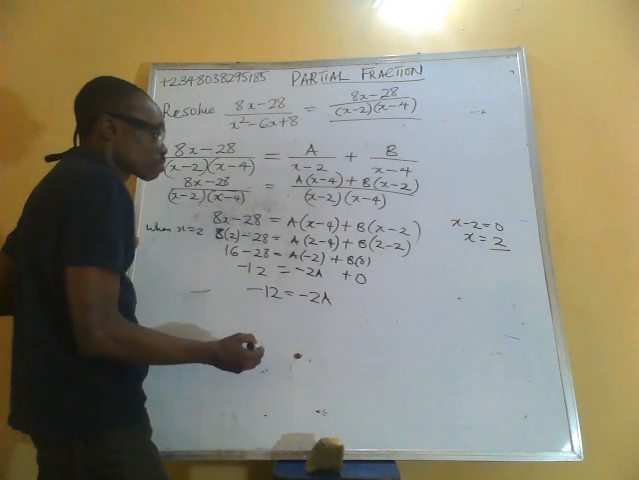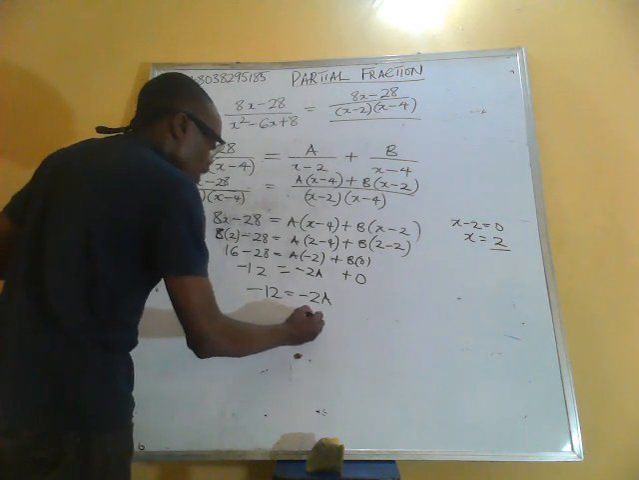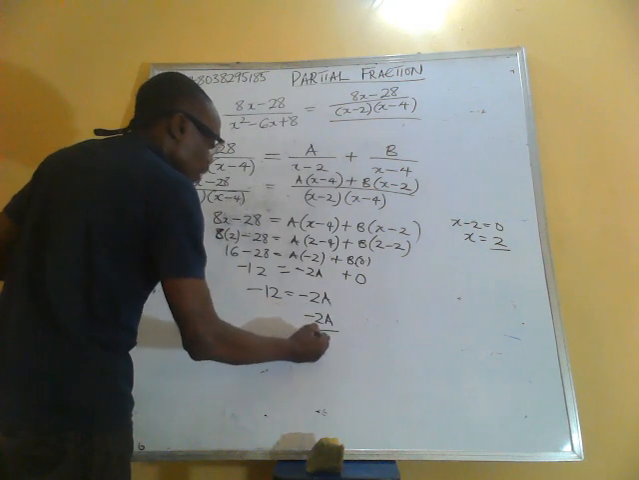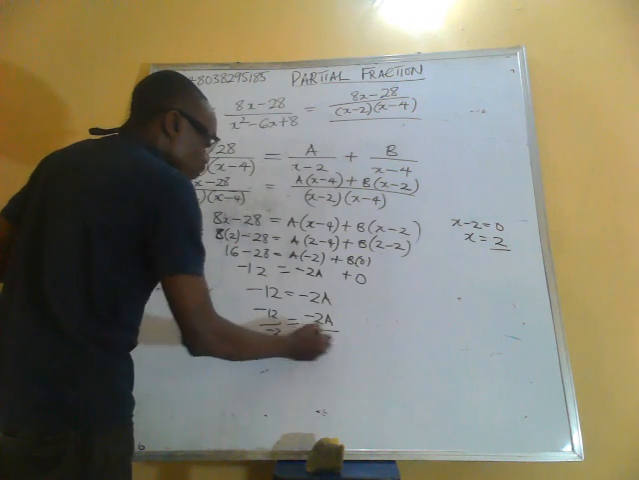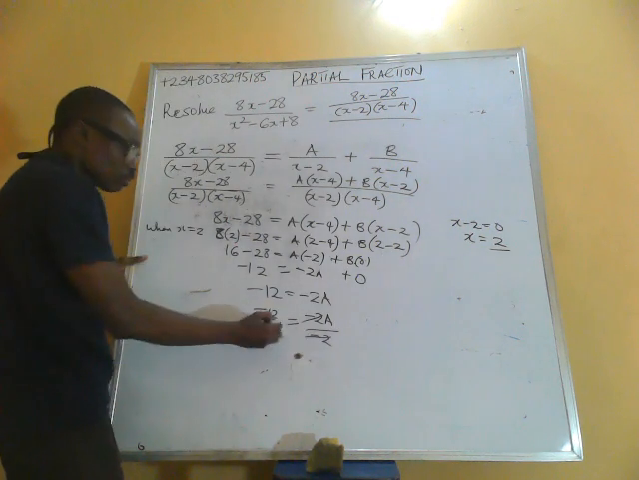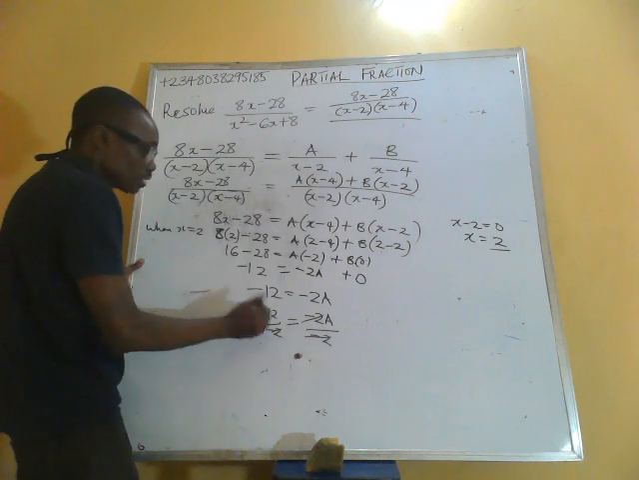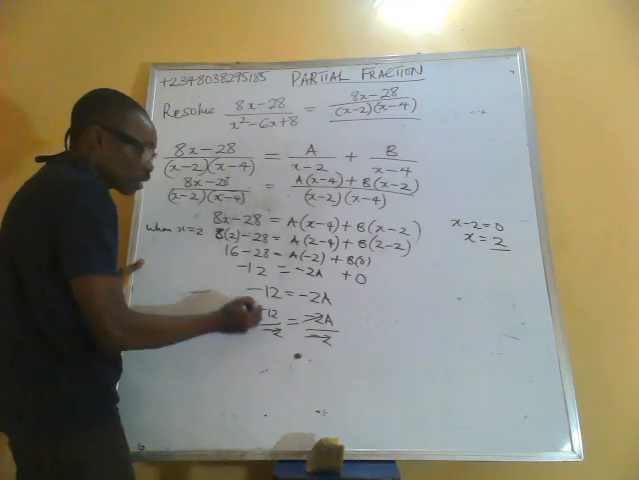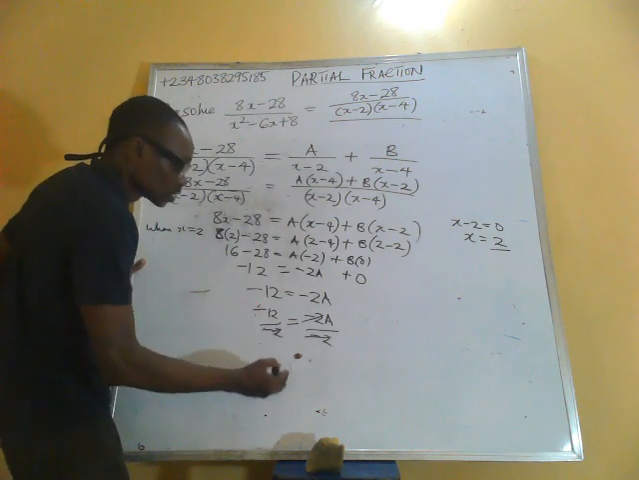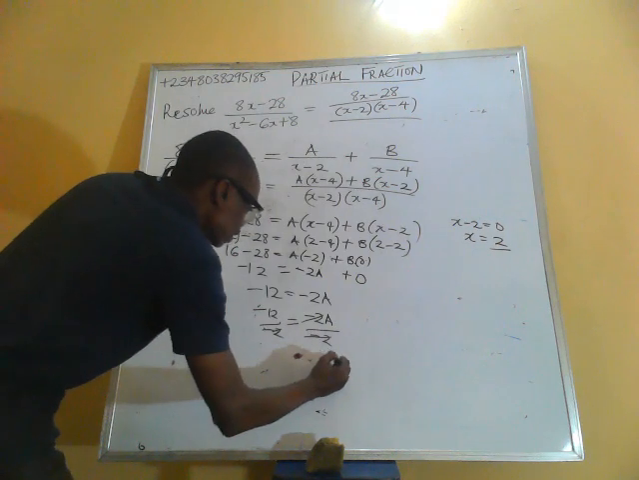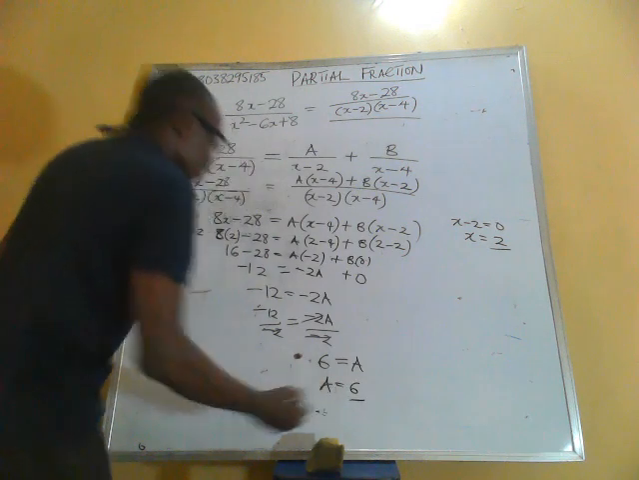So we solve for a at the end of the day. We divide both sides by minus 2. We have minus 2a all over minus 2 equals minus 12 all over minus 2. Minus 2 cancels minus 2 here. Minus divided by minus is a plus. 12 divided by 2 gives you 6. So we have that 6 is equal to a. So a is equal to 6.